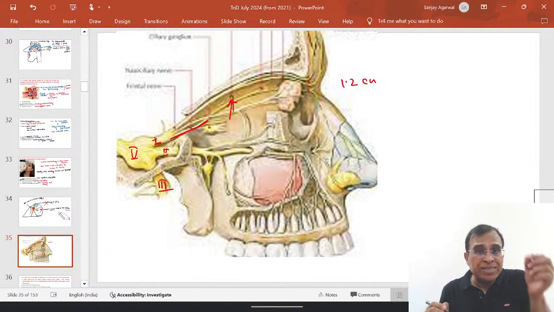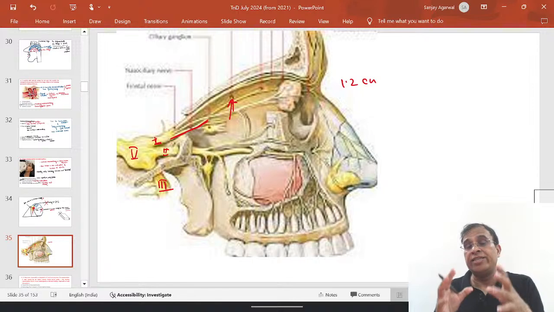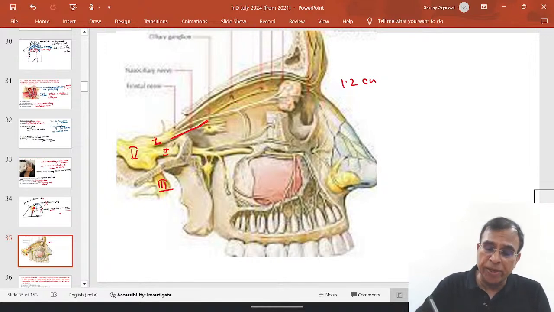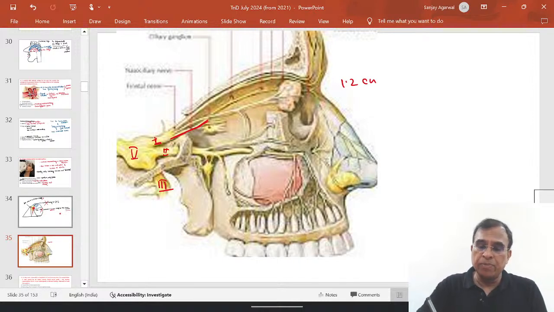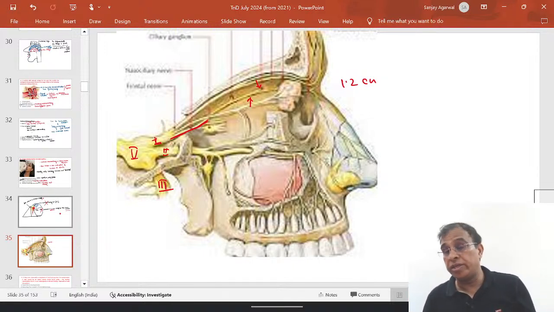Because you can't be precise. You can't have 1 millimeter precision, where you inject only in 1 millimeter and it will not go beyond that. You can't be that precise, especially when you cannot see that area. It is just injecting something. So obviously the xylocaine is going to occupy all this space, and if it is occupying this much space, it will block this branch and also this branch. Both are getting blocked. So whether you say it is blocking the nasociliary nerve or the anterior ethmoidal nerve, it is the same thing.